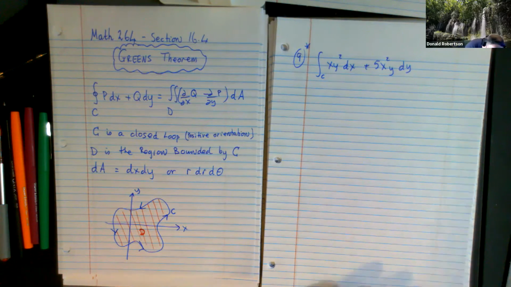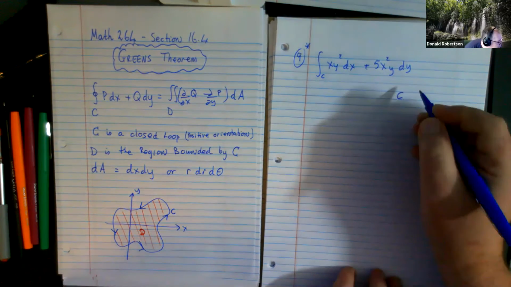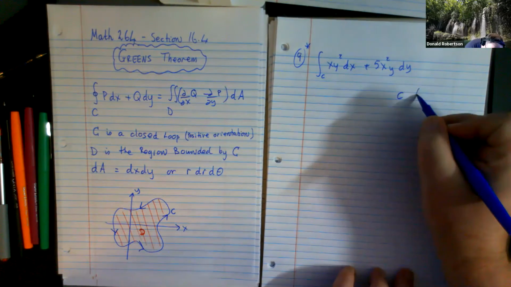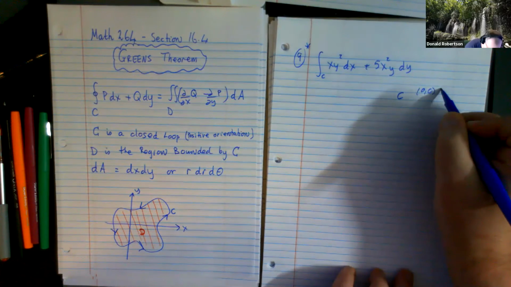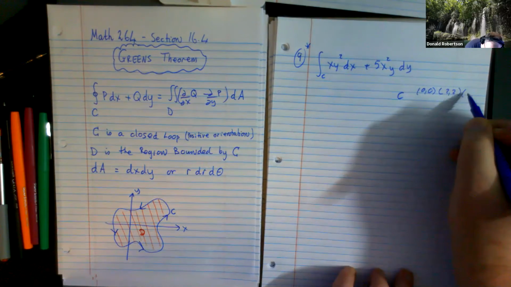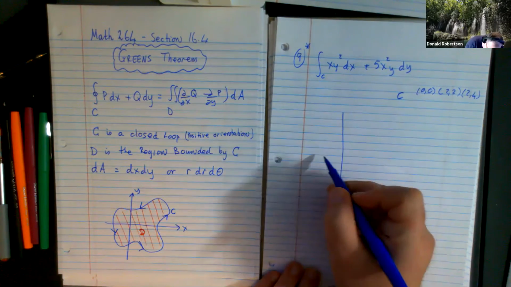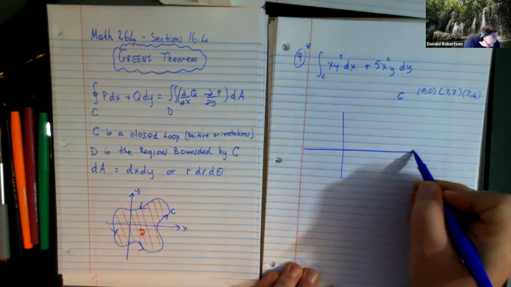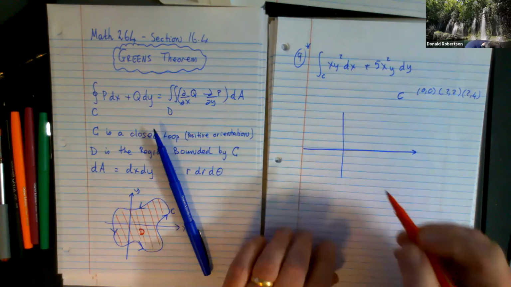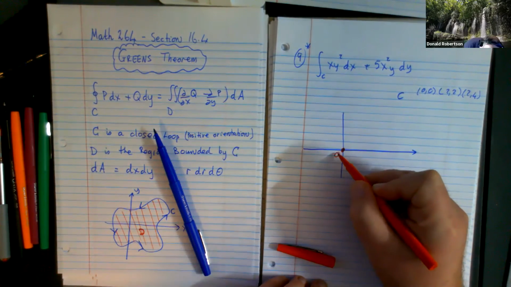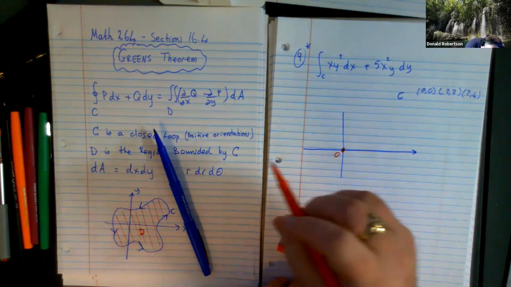Now this fella, C, is a triangle that's joining these 3 points together. So in this particular situation, I would start by figuring out where the guy goes. So let's see.